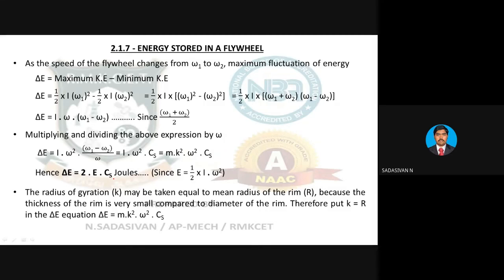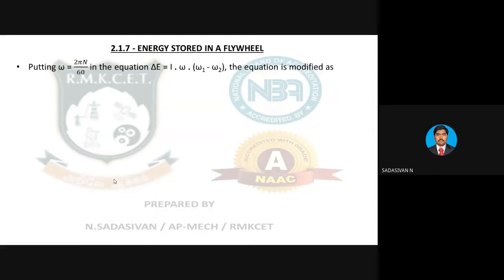It depends on what data is available to you. Multiple formulas can be used for the same problem. So mr square omega square Cs, or mv square Cs if velocity is given in linear form. There are multiple formulas. If you put 2 pi N by 60 instead of omega, you will get pi square by 900 and so on. This is just the expansion of the previous formula.